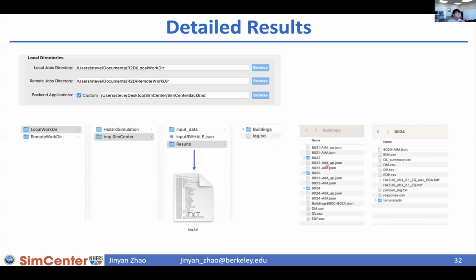And inside buildings, each building in the region will have its own folder, and inside the folder you will see the analysis result. For example, the damage state, the decision variables and the engineering demand parameters.